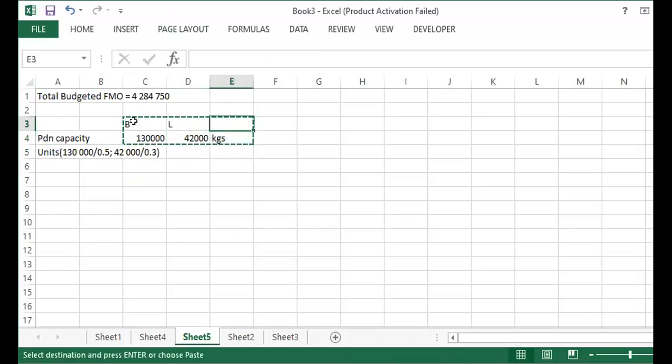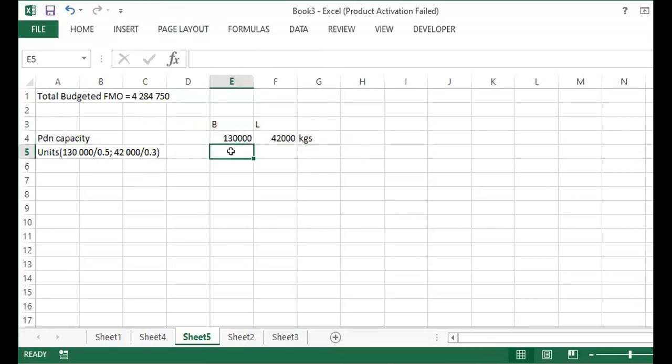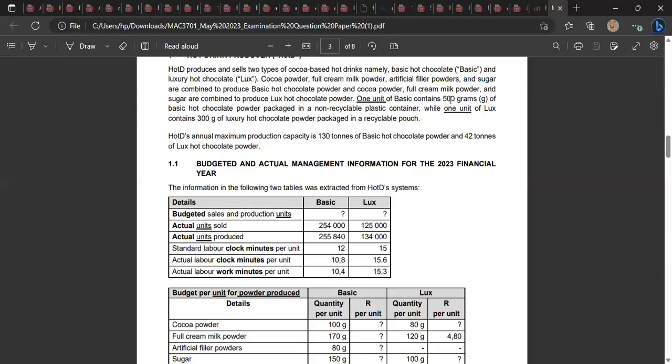All right, let's push this over to this side. So the units that we are dealing with are going to be equal to 130,000 divided by 0.5. Then here it's going to be 42,000 divided by 0.3. Where am I taking these amounts from? 500 grams is 0.5 kgs, 300 grams is 0.3, and 130 tons is 130,000, 42 is 42,000. Why are we doing that? We are trying to convert these tons into units, because the clock minutes are given as per unit.